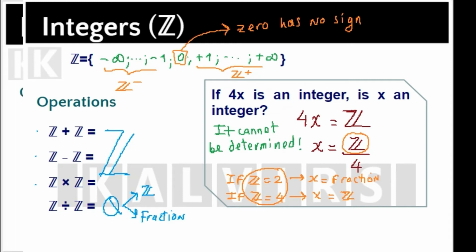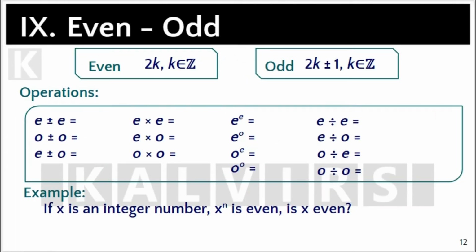We need more information. Evens and odds. An even number can be represented as 2 times k, where k is an integer, and an odd number can be represented by 2 times k plus or minus 1, where k is an integer. Remember that 0 is an even integer.